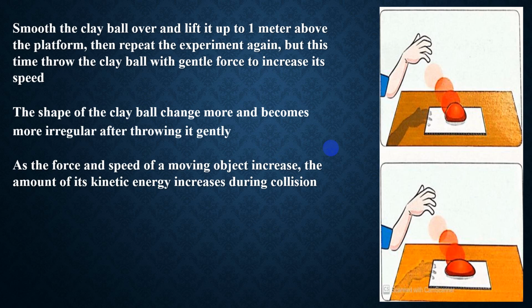So from this, you can understand this. As the force and the speed of the moving object increase, the amount of its kinetic energy increases during collision also. So kinetic energy increases and also speed increases. The force increases, also kinetic energy increases. So there is a relationship between force, speed, and kinetic energy. Force and speed of a moving object increase, causing an increase in kinetic energy during collision.